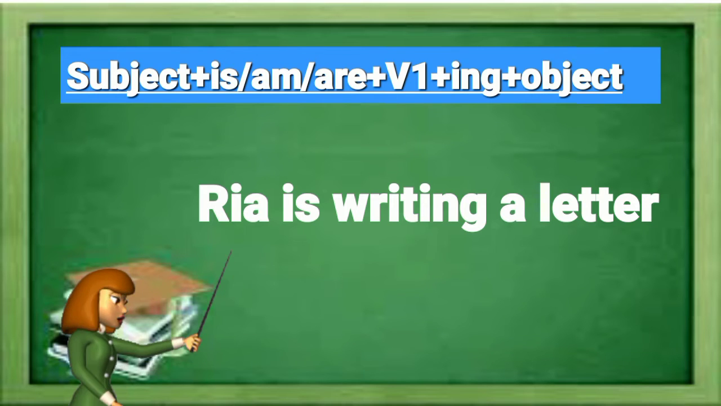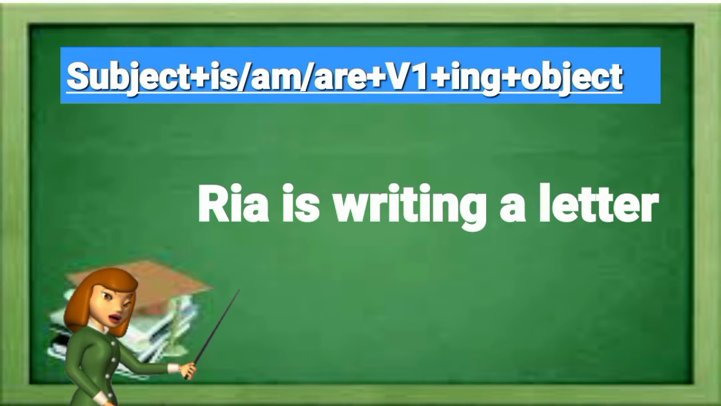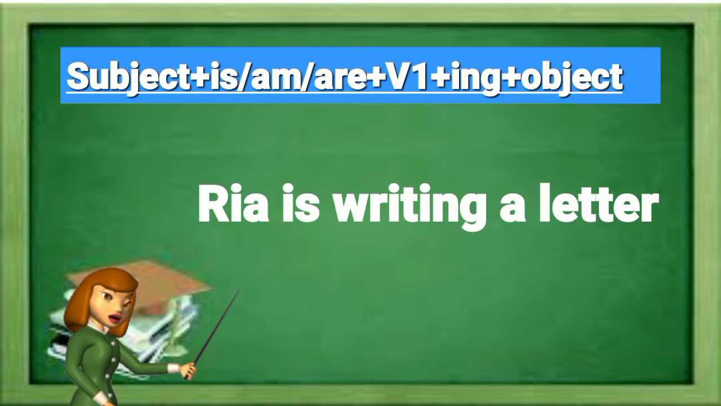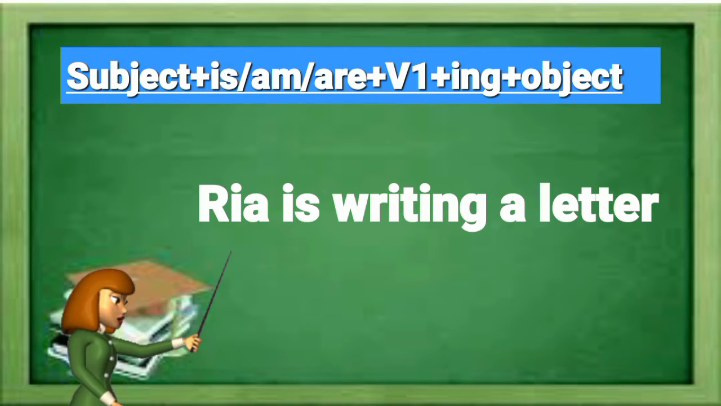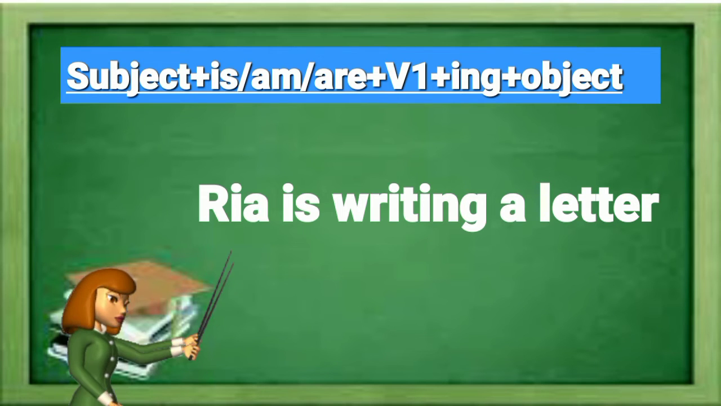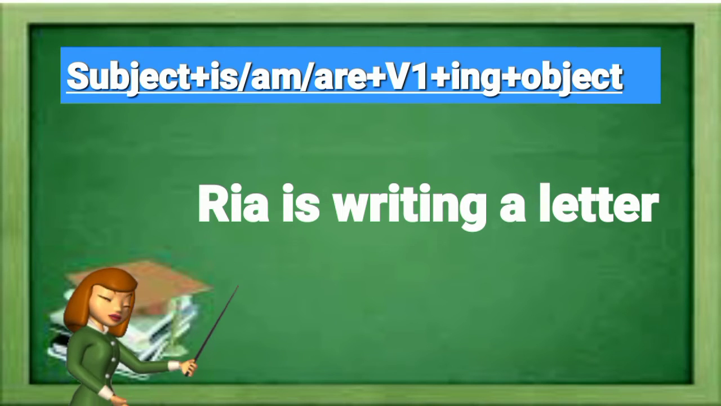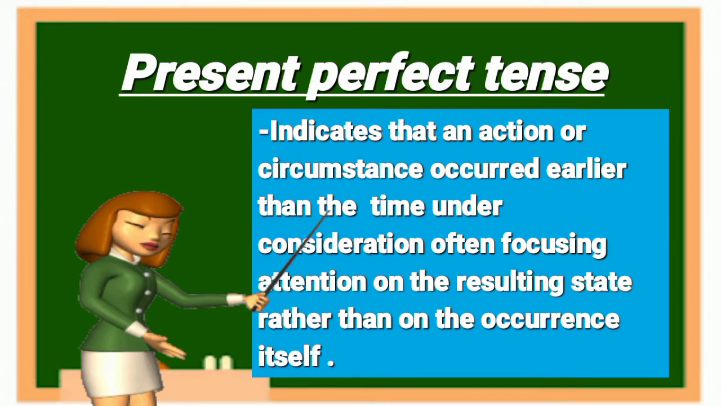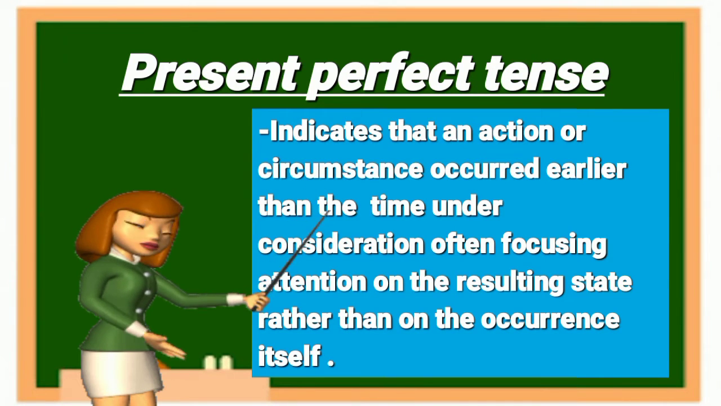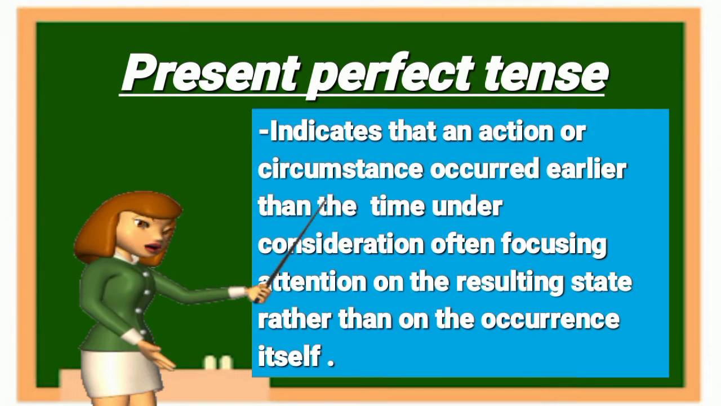So these are the rules for forming a sentence in the present progressive tense, which is used for ongoing action in the present. And another tense, the present perfect tense, indicates that an action or circumstance occurred earlier than the time under consideration, often focusing attention on the resulting state rather than on the occurrence itself.